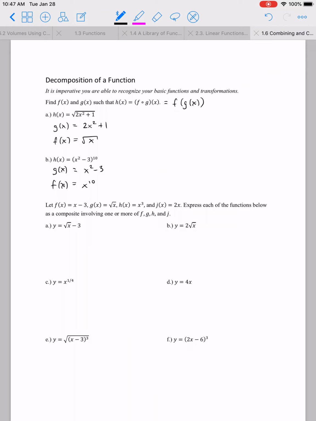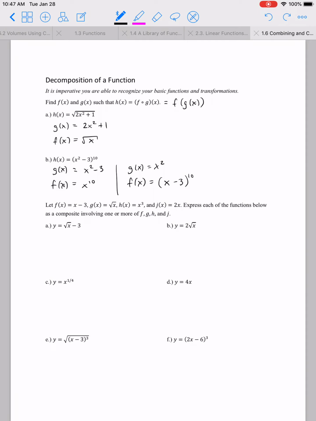So if I do f of g of x, I replace this x with x squared minus 3, and I'd have the quantity x squared minus 3 all to the 10th power. Or I might have looked at this a little differently, and said, well, what if g of x was x squared, and then I could make f of x simply equal to x minus 3 to the 10th. And so here's two different options. They're both correct, and they'll give you the same thing. If I replace this x with x squared, I'll be right back to the original.